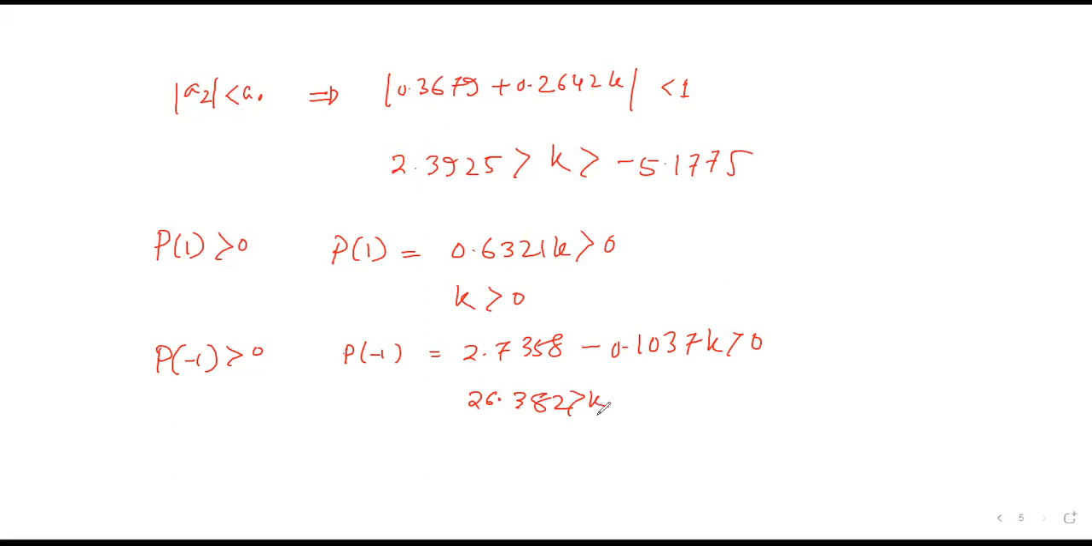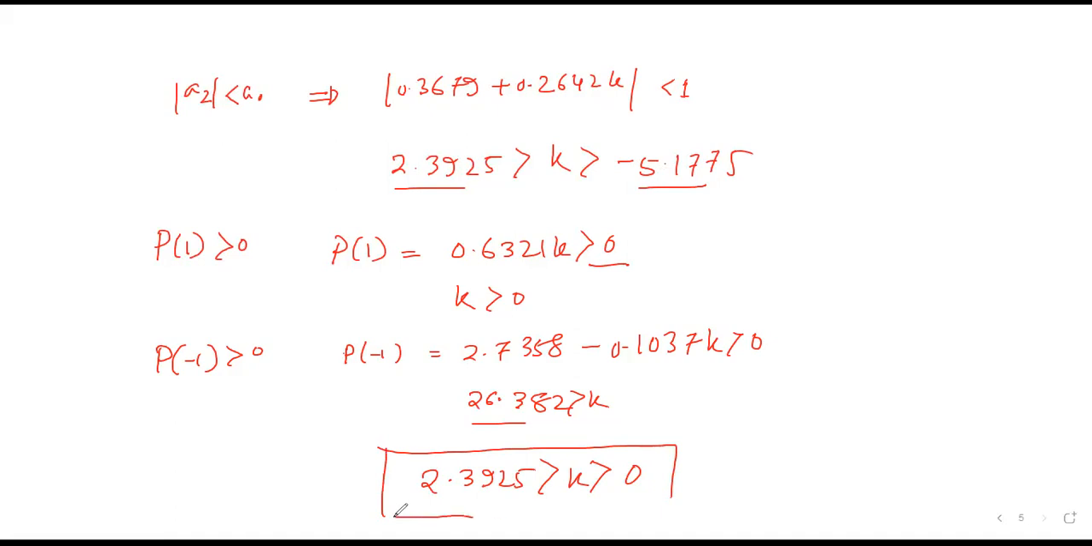Now, if you combine these three, all three conditions should be fulfilled. So what you can see is that K has to be lesser than 26.382 and also lesser than 2.3925. And also it has to be greater than minus 5.1775 and greater than 0. So basically you have to take the common one. So this is the range of K for which the system is stable. Similarly, we can also find another thing, that is the frequency of oscillation.